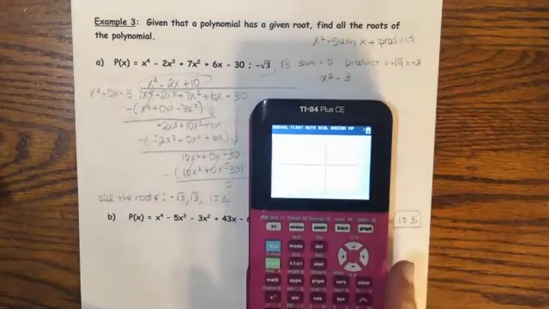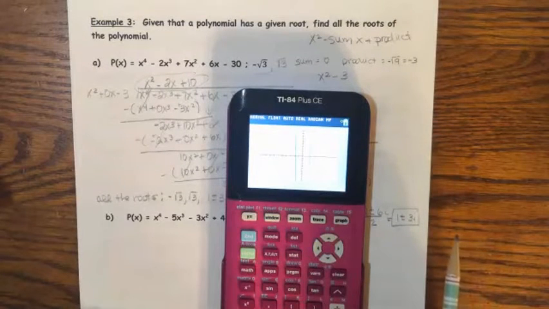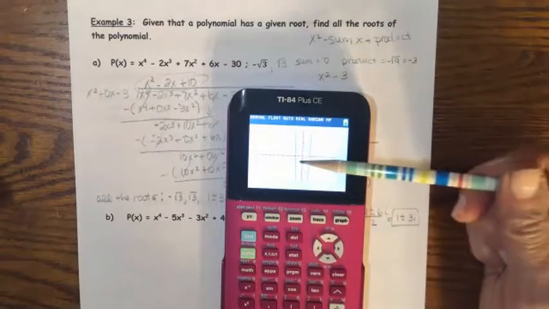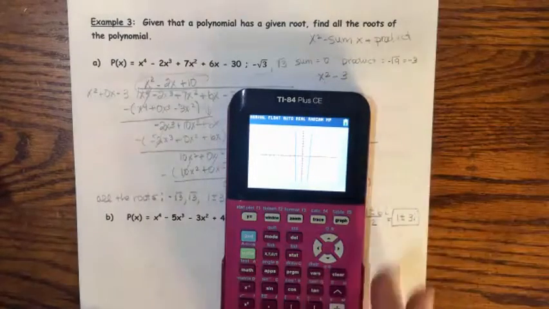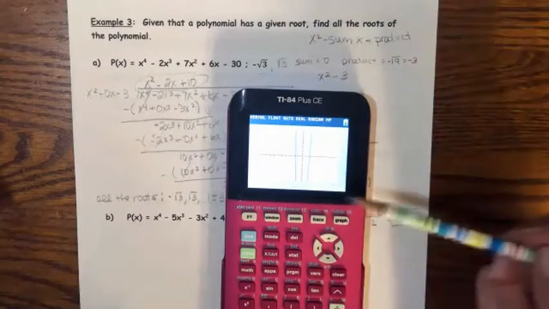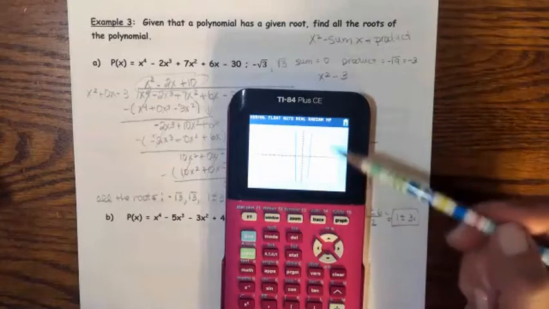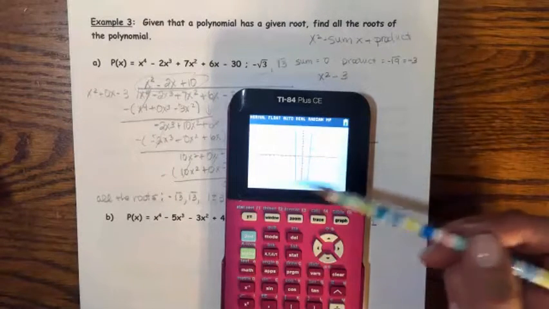When I go to graph that, remember a root is where it crosses the x-axis. So I'm waiting for it to graph. And you can see it's only intersecting in 2 places. That's because these 2 over here, the 1 plus or minus 3i, are imaginary. That means they're not going to cross. We're not graphing in the imaginary coordinate plane. We're graphing in the real number system here.